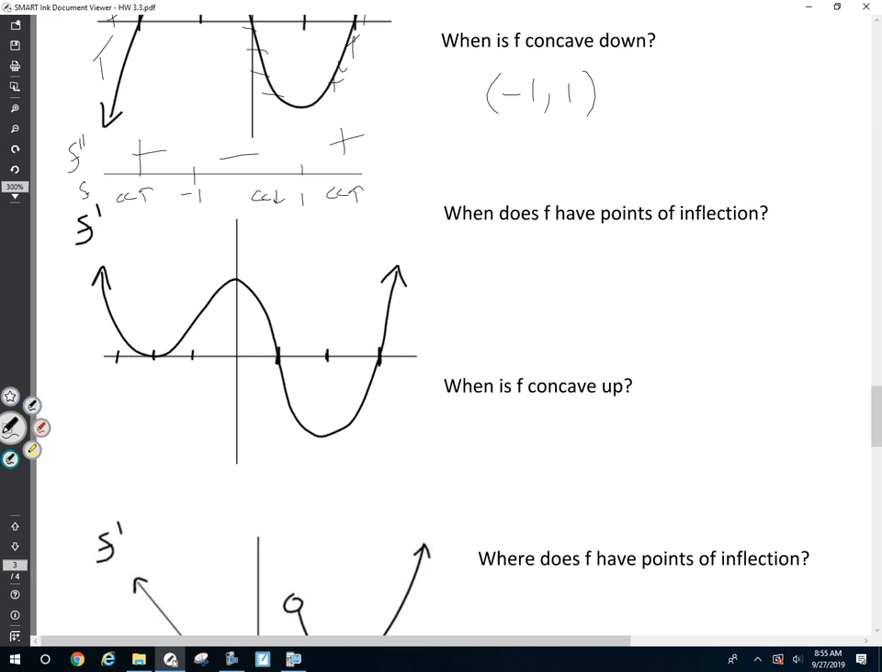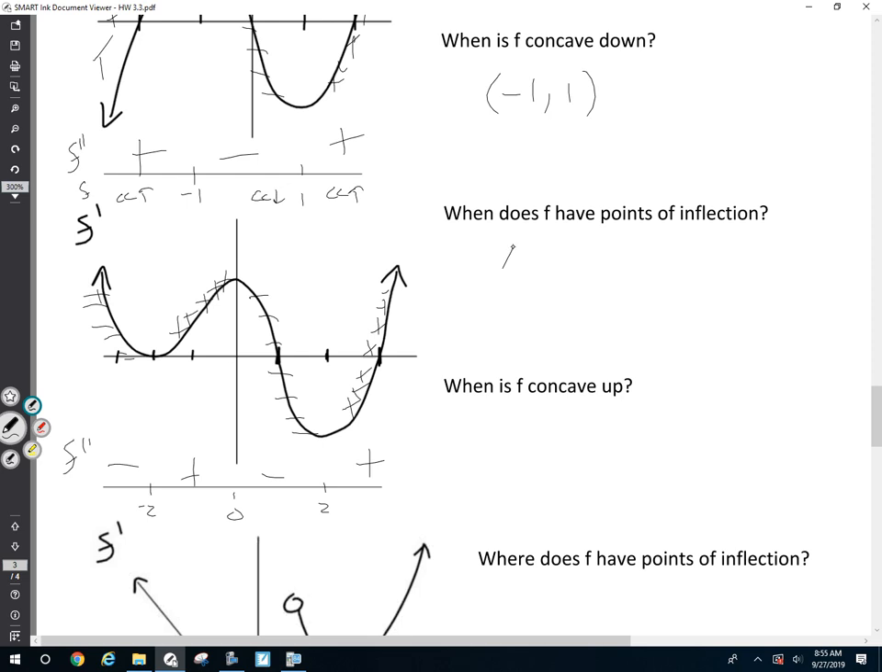Okay, same deal. F double prime, slopes of f prime. Negative slopes, 0. Positive slopes, 0. Negative slopes, 0. Positive slopes. You'd also think about decreasing, increasing, decreasing. If you're decreasing, your derivative sign is negative. So negative until -2, positive until 0, negative until 2, positive after 2.